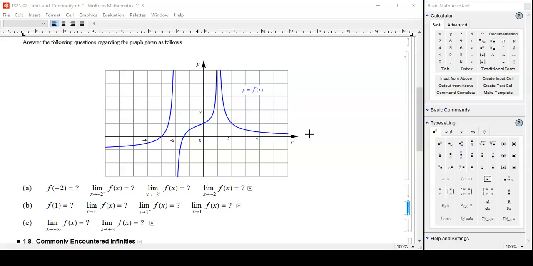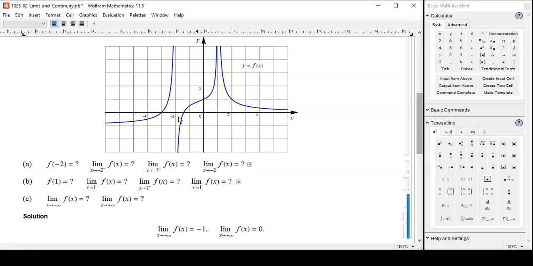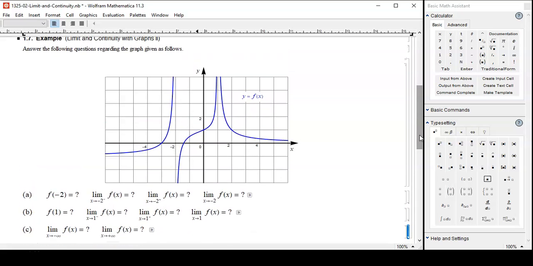In this case, both to the right and to the left, we do have horizontal asymptotes, so we do have limits both ways. Indeed, here's the answer key. To the left, going to -1. To the right, going to 0. So, limit at infinity, or limit toward infinity.